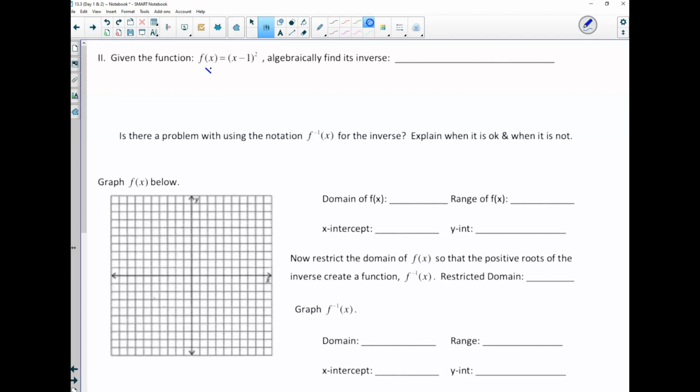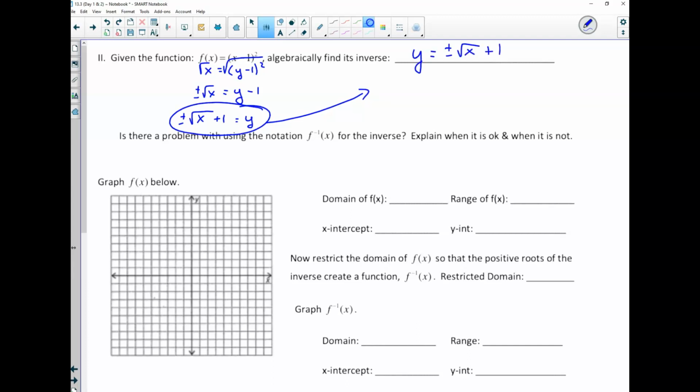Well, first I've got to switch my x's and y's, and then I need to solve for y. So the first thing I'm going to do is square root, so I get plus or minus the square root of x equals y minus 1. And then I'm going to say y equals plus or minus the square root of x plus 1. So there is my inverse.